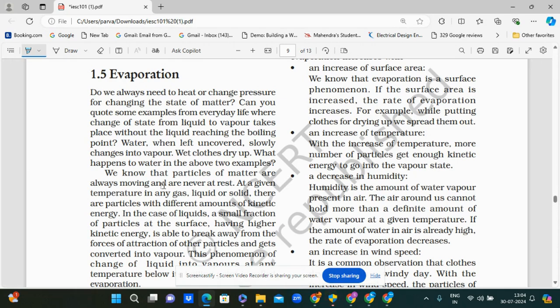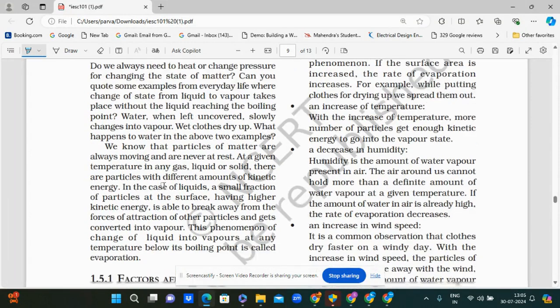Water when left uncovered slowly changes into vapor. Wet clothes dry up. What happens to water in the above two examples? They are moving away, they are converting into vapor. We are not going and applying any heat to them. That means the sun is already there, because of that it's happening, but we are not going and applying heat directly to it.